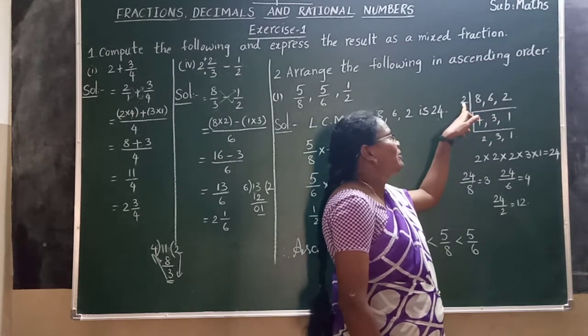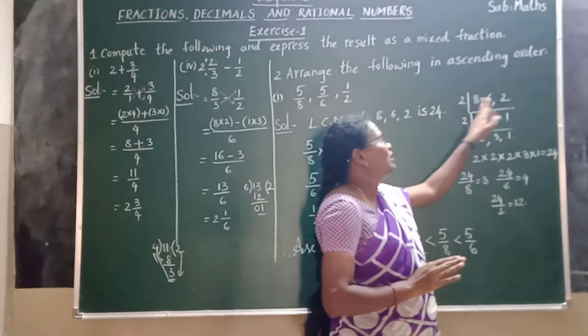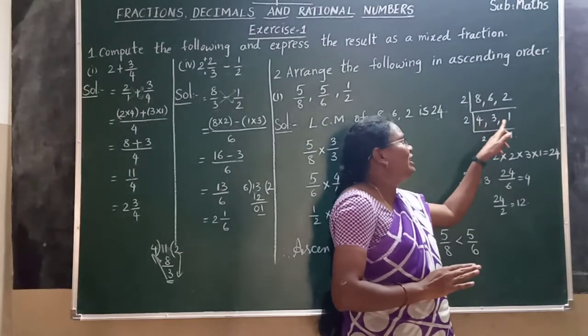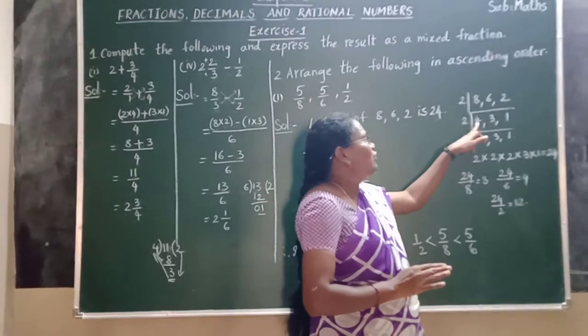Here, 2 table in 8, how many times going? 4 times. 2 table in 6, 3 times. 2 table in 2, 1 time. Again 4, 3, 1, is going any table? Yes, going. 2 table in going. 2 table in 4, how many times going?